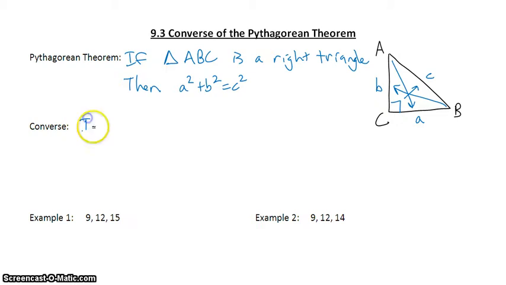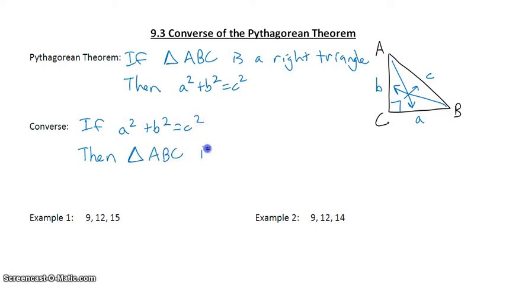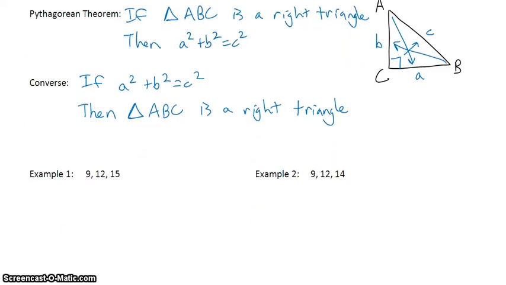The converse of the Pythagorean theorem is an if-then statement with our conclusion and our hypothesis switched around. The converse reads, if a squared plus b squared equals c squared, then triangle ABC is a right triangle. So how do we use this? Well, let's look at example 1.